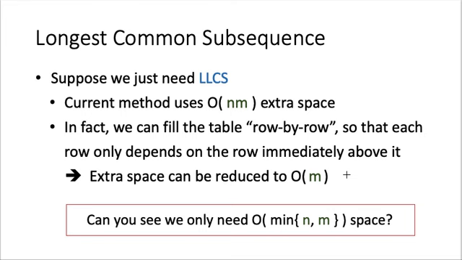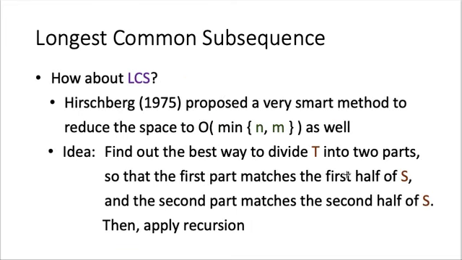Now this is for the case of finding LLCS. Now how about LCS? In the current method, we use backtracking. And backtracking seems that we will need to have all the entries, all the information stored so that we'll be able to retrieve the string along the way. However, Hirschberg in 1975 proposed a very smart method so that even though we are computing LCS, we can still use only minimum of NM space.